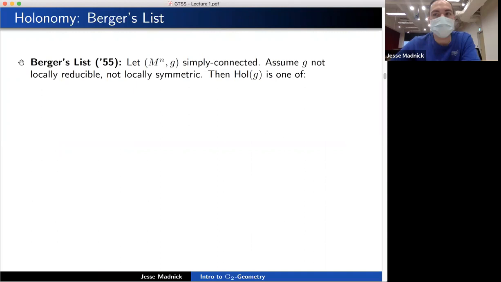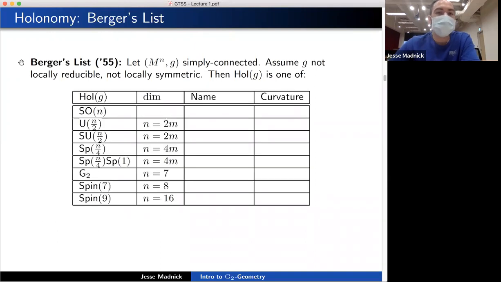due to Berger. This is sometimes known as Berger's list. Okay, so let's suppose you have an n-dimensional simply connected Riemannian manifold, and let's suppose that g is not locally reducible and not locally symmetric. Then the holonomy group must be one of the following groups. On this table, it can be SO(n), U(n/2), SU(n/2), Sp(n/4), Sp(n/4)Sp(1), G2, Spin(7), or Spin(9). These are the possibilities for the holonomy groups.